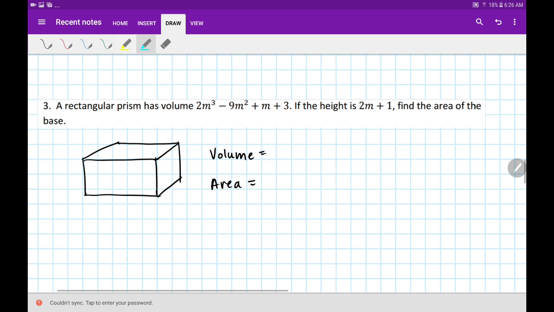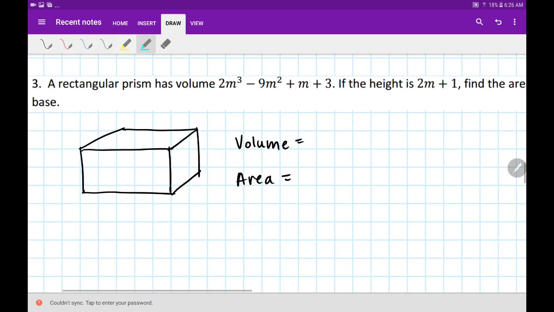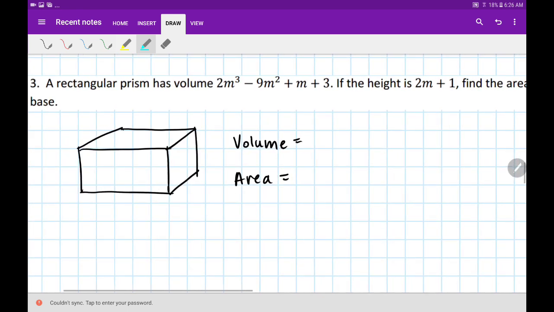Okay, let's do another. Number 3 is a word problem. Now the trick with word problems is that you just need to find a relationship. You need to write out a relationship between the variables that you're working with. Let's read the question. I have a rectangular prism, so I've drawn it below, which has this volume.